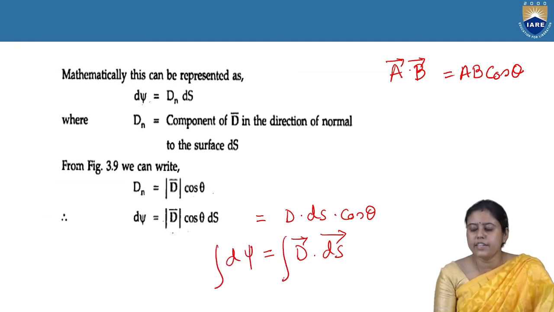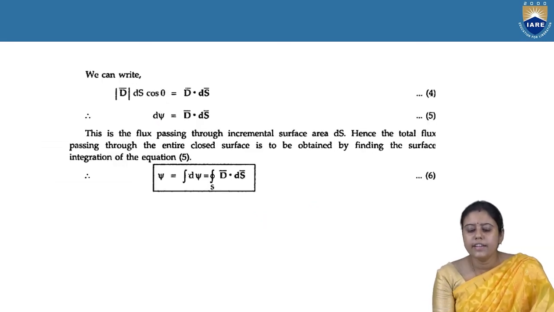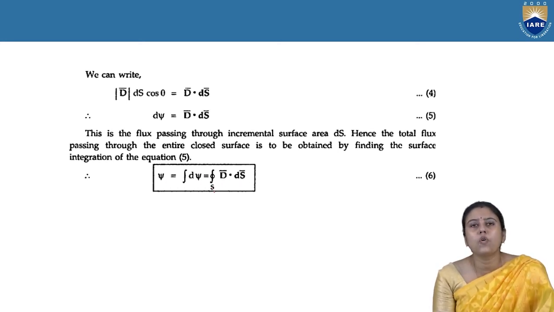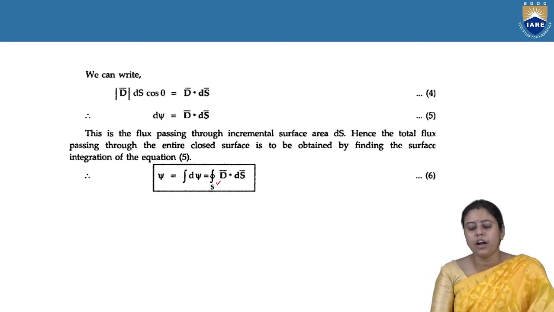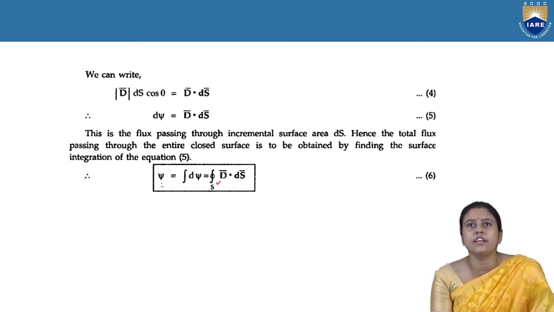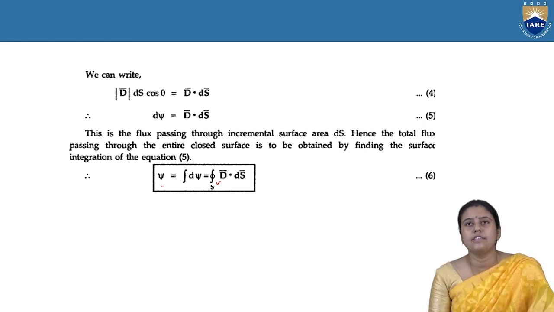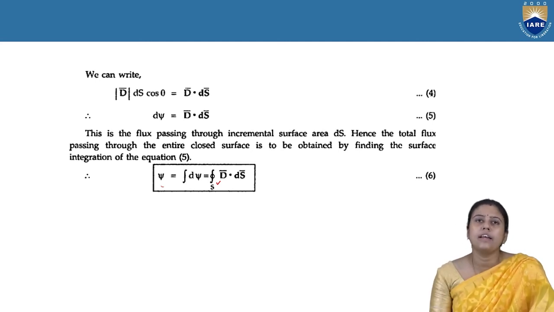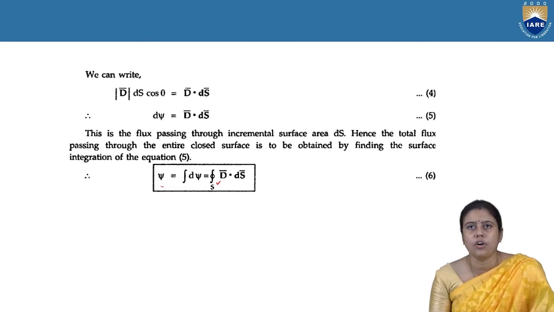If we take integration on both sides, what will we get? Psi is equal to the closed integral of D dot ds along a closed path. What does it signify? This is the Gauss law: the number of lines of force equals the total charge in a closed path. Psi is equal to D dot ds, and this is the mathematical representation of Gauss law.